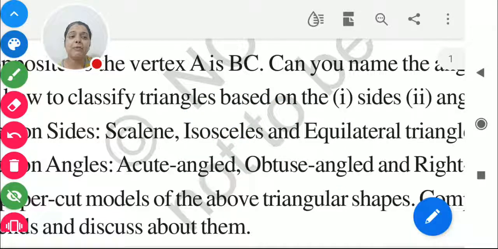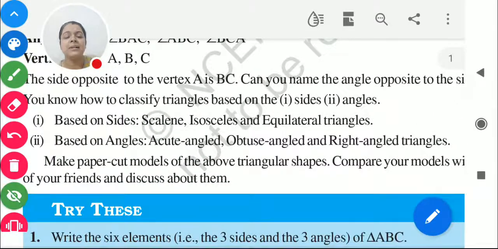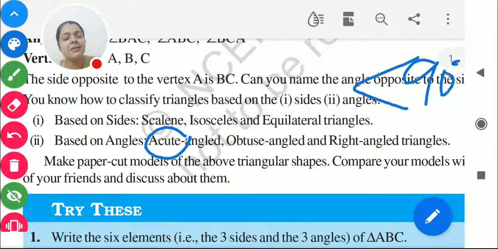Now we are coming to the 3 kinds of triangles on the basis of angle. So when we talk on the basis of angle, what do we have? Acute angle. Acute, previously we were going for acute. Acute means which is less than 90 degree. So you have to think about what an acute angle is.